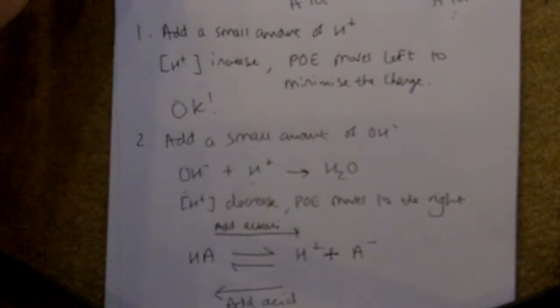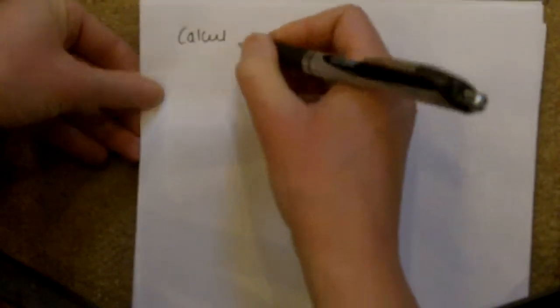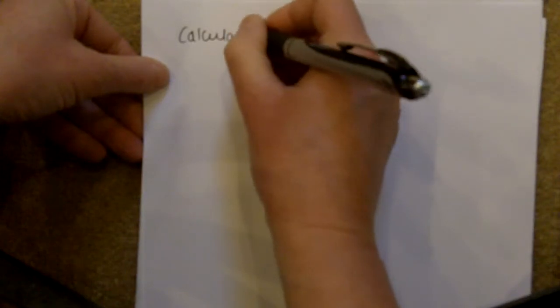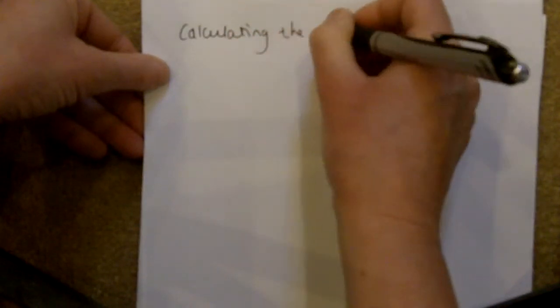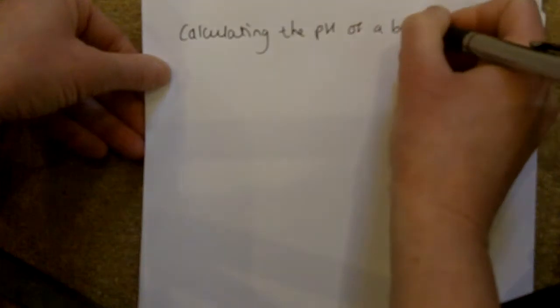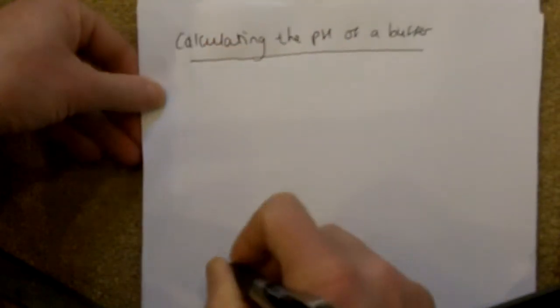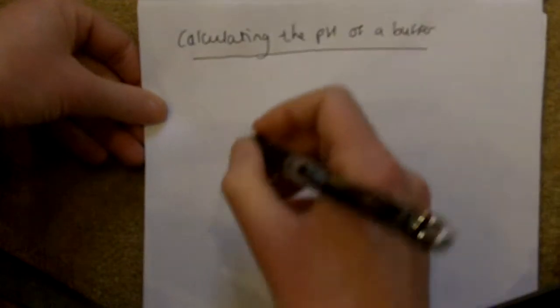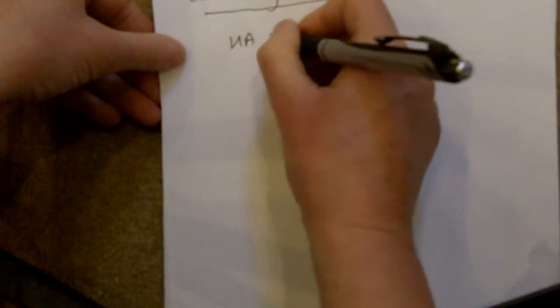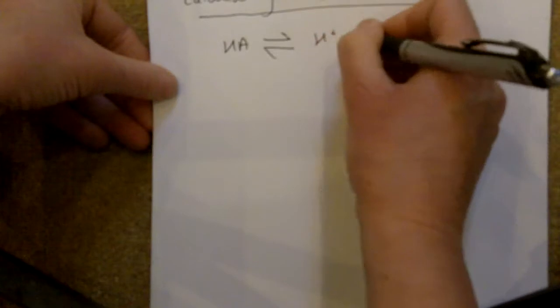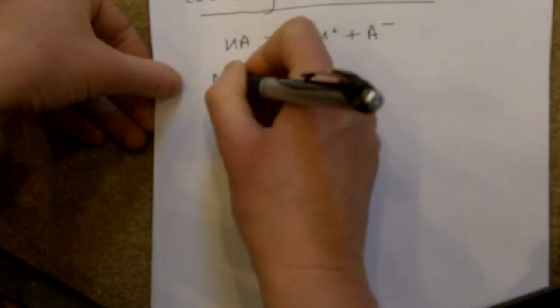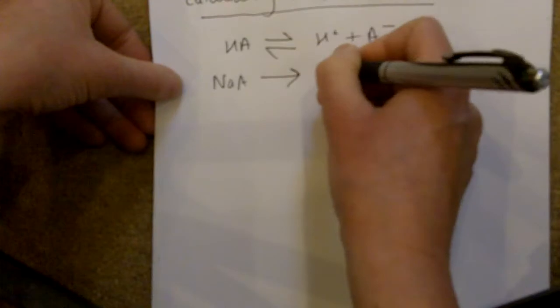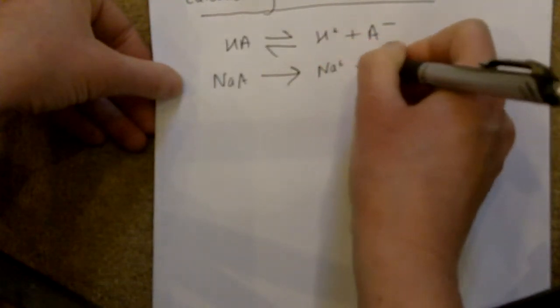Next, you need to be able to calculate the pH. So how do you calculate the pH of a buffer? Okay, so calculating the pH of a buffer solution. Let's just remind again. A buffer solution is a weak acid, and you've got the salt of the weak acid, the conjugate base, which is fully dissociated.